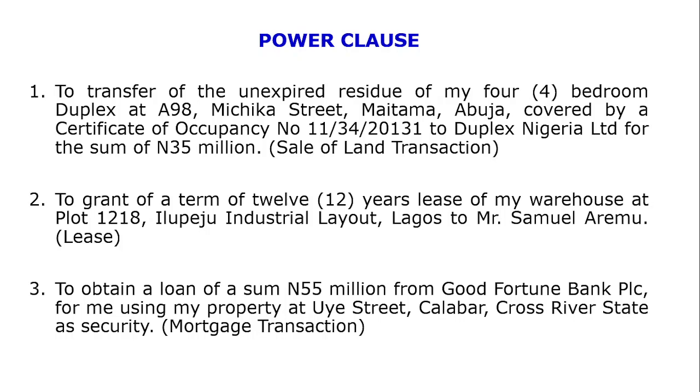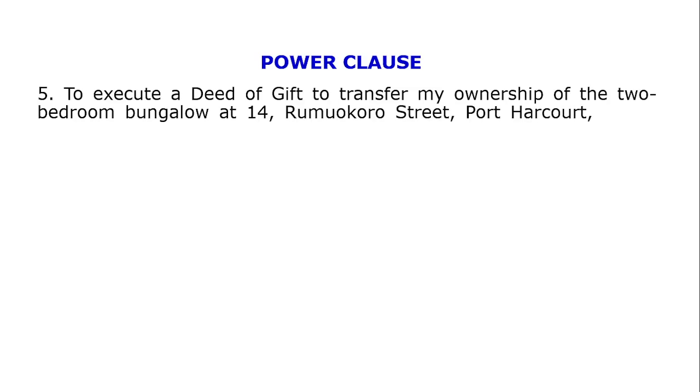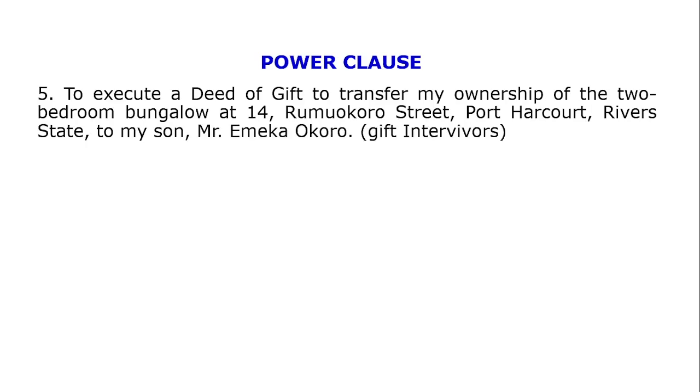So that any question that now follows, asking what is the mode of revocation, you know that if you are asking somebody to obtain a loan of 55 million naira, you are talking about a mortgage transaction. So definitely the mode of revocation has to be by way of deed. If it's about a lease, it has to be by way of deed. If it's about sale of land, it has to be by way of deed, right? So also, it could be that it is to execute a deed of gift to transfer my ownership of the two-bedroom bungalow at number 14 Rumukoro Street, Port Harcourt, Rivers State, to my son, Mr. Emeka Okoro. This is a gift inter vivos, which is supposed to be by way of deed.